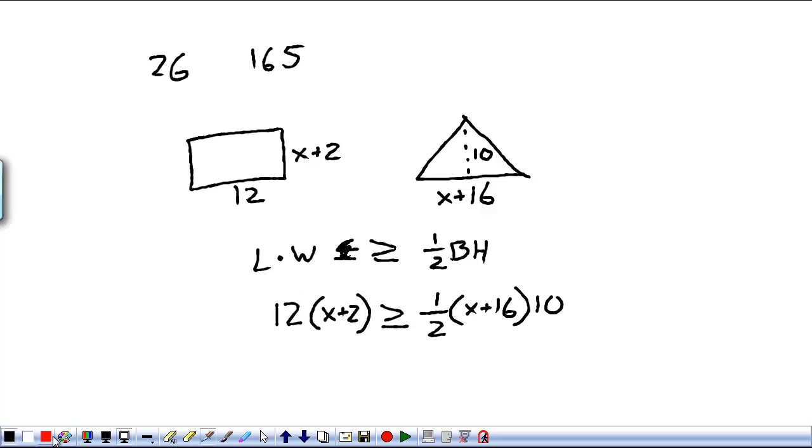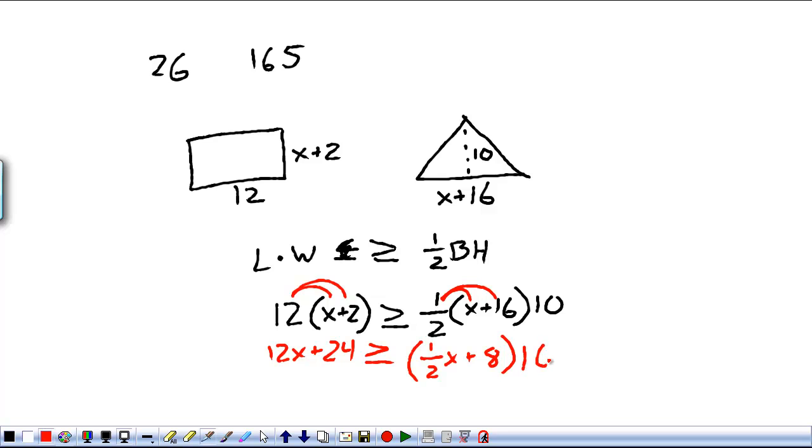And so we can go through now and distribute and get 12x plus 24 is greater than or equal to 1/2 x and 1/2 times 16 being 1/2 x plus 8. Now this whole thing is still times 10, so we still need to take this whole thing. This is a little tricky because this is all in parentheses, so we've got to go in order. Now we're going to do distribution on this side.